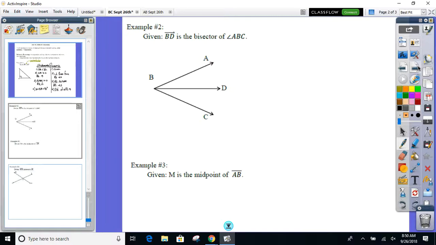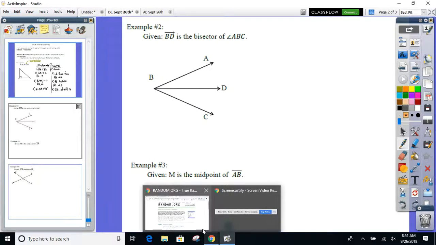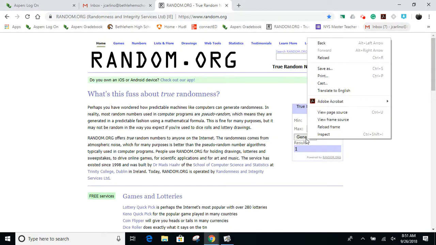Bisector now. Bisector of angle ABC. Okay, mark your diagram first. Don't write anything down. Mark your diagram. If you know that BD is the bisector of ABC, we have talked about this term last unit, what a bisector does. What markings can you put on this diagram right now knowing that's a bisector?